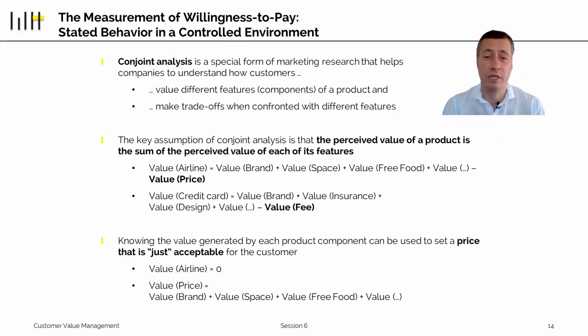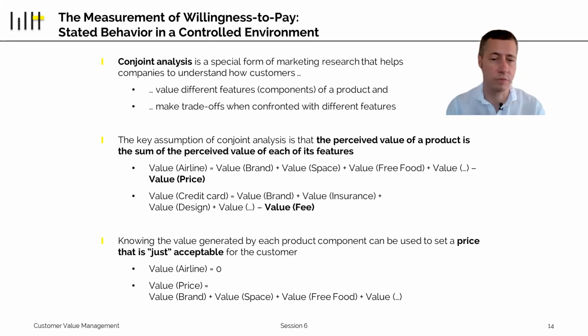Conjoint analysis is a special form of market research, a special form of questionnaire, that helps you understand how customers value different features or components of a product and how they make trade-offs. The underlying idea is that each product can be broken down into a bundle of features. Look at an airline ticket that you buy. One component of it is the brand. One component is the amount of space you get when you sit. One component might be the free food, and there may be other components as well. And the last component is obviously the price.